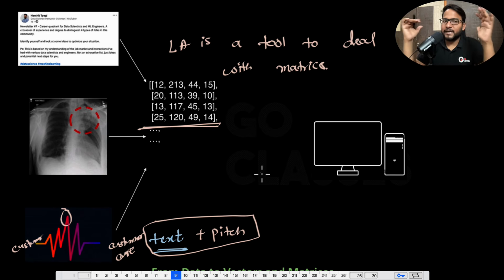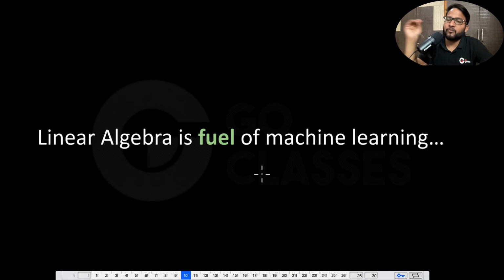Now, our idea is that we have the raw data, we will convert that to a matrix, and once we have the matrix, then we will apply linear algebra. So linear algebra is everywhere because data is everywhere. I can say that without linear algebra, machine learning cannot survive even for a minute, because everything that you think of as data is just a matrix. Machine learning is applicable on data, so linear algebra is the fuel of machine learning. Without linear algebra, machine learning cannot go even a single step.